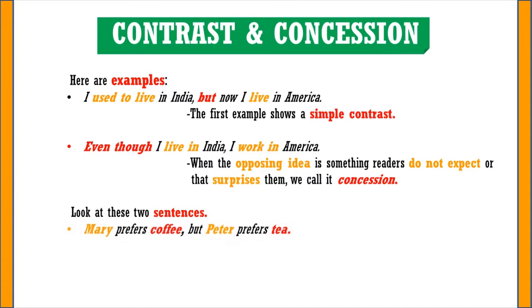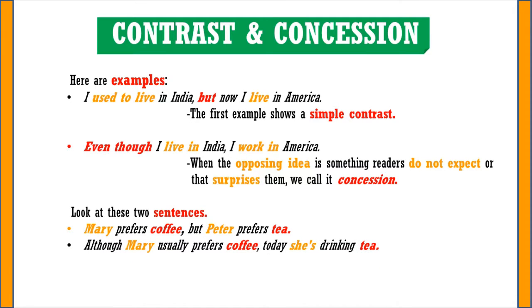Look at these two sentences. Mary prefers coffee, but Peter prefers tea. Although Mary usually prefers coffee, today she's drinking tea. In the first example we have a simple contrast. There's no reason why Peter should prefer coffee just because Mary does. But in the second example, we have something a little unexpected, something slightly surprising. Because Mary prefers coffee, we might expect her to be drinking coffee today, but no. She's decided to have tea instead.